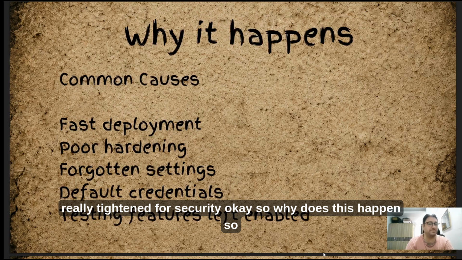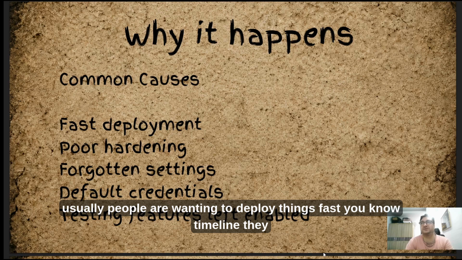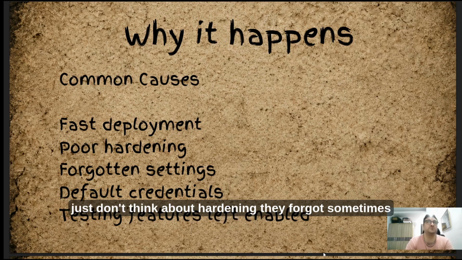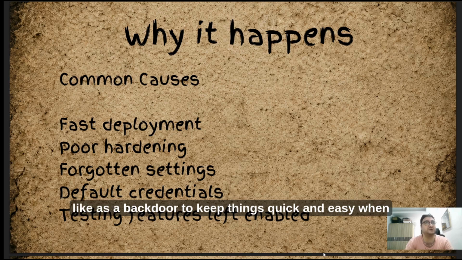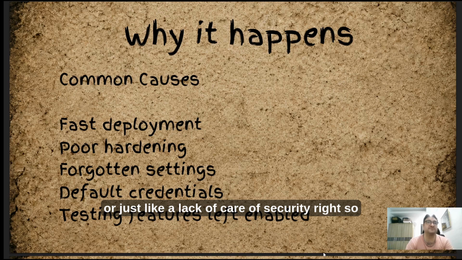Okay, so why does this happen? So usually people are wanting to deploy things fast, on a timeline. They just don't think about hardening. They forgot. Sometimes they just will have default credentials like as a backdoor to keep things quick and easy. When they were testing features, they left those things enabled. So unfortunately, just kind of forgetfulness or just like a lack of care of security, right?